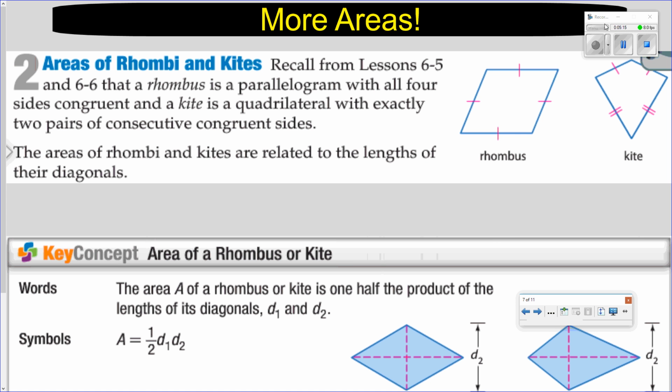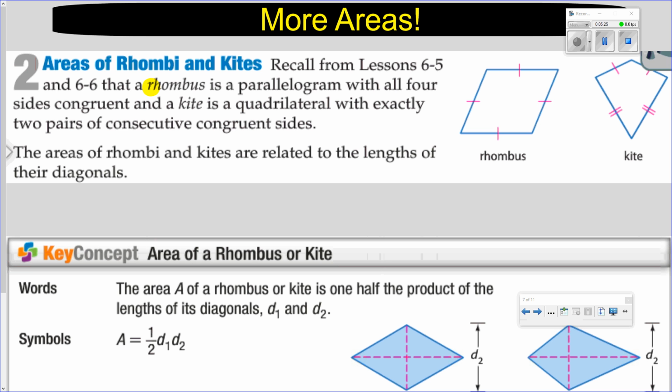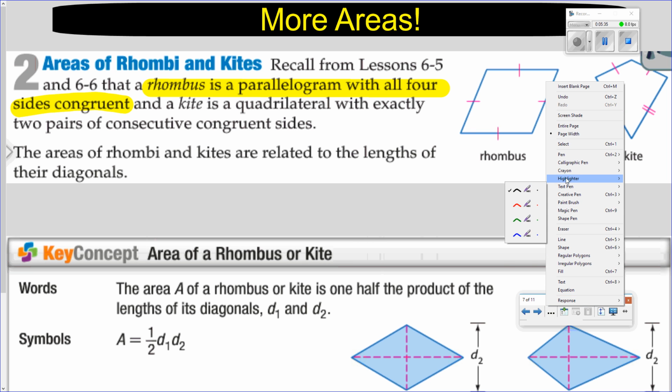Rhombi and kites. Okay, a rhombus is a parallelogram with all 4 sides congruent. So parallelogram, it's got opposite sides parallel, plus all 4 sides are congruent. You're definitely going to want that in your notes, maybe even on the formula sheet.